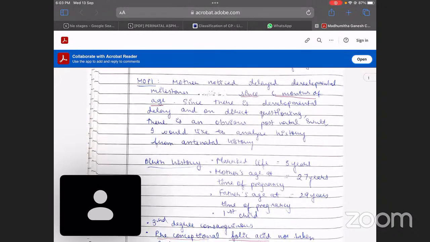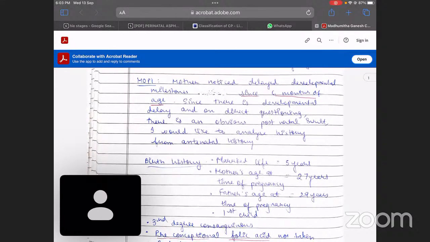History of presenting illness. His mother noticed delayed developmental milestones since 6 months of age. Since there is developmental delay and, on direct questioning, an obvious postnatal insult, I would like to analyze the history from the antenatal history. In my case, there is a significant perinatal history, so I'm going to go ahead with that.